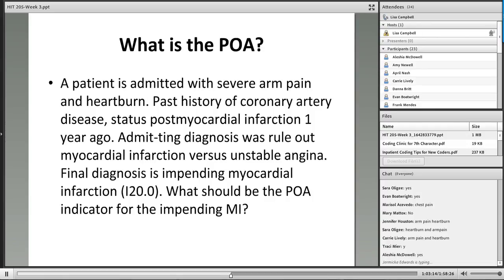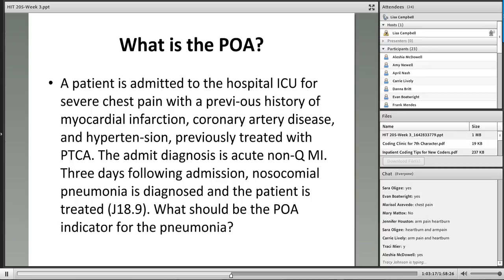Yes, yes, yes. A patient is admitted to the hospital ICU for severe chest pain with a previous history of myocardial infarction, coronary artery disease, and hypertension. Previously treated with a PTCA. The admit diagnosis was acute non-Q MI. 3 days following admission, nosocomial pneumonia is diagnosed and the patient is treated. What is the POA for the pneumonia?